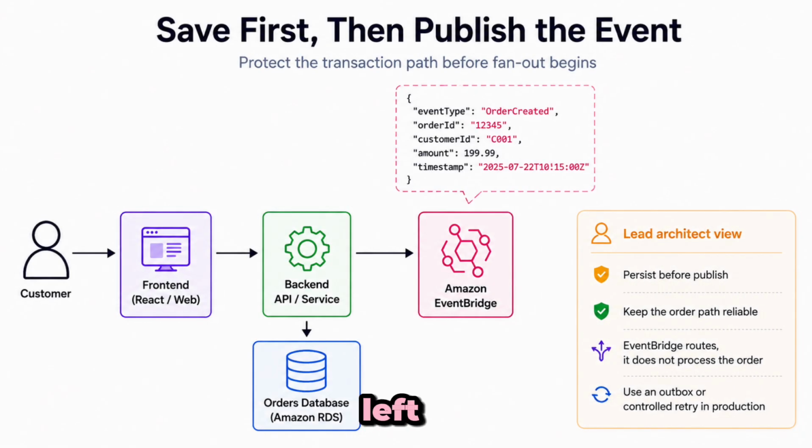Again, start from the left. The customer sends the order through the front end to our backend API. Now look underneath the backend. Before we fan anything out, we persist that order into Amazon RDS. That is important because the database is our source of truth.